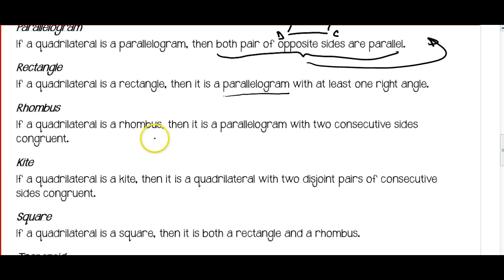If a quadrilateral is a rhombus, then again it is a parallelogram with two consecutive sides congruent. And again, think about what happens when I take two sides that are next to each other and make them congruent. What happens to the rest of the sides?